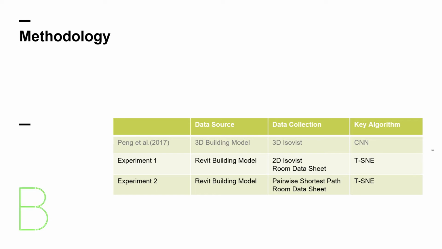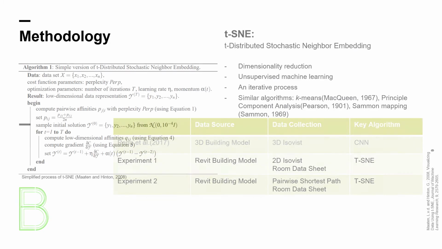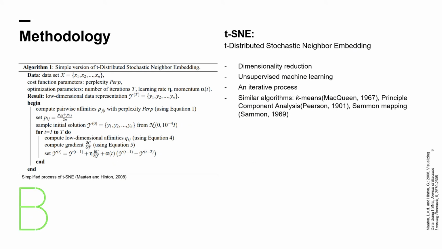For experiment 2, we reused the dataset created in the previously mentioned case study, including pairwise room relationships established by the trip path, and room attributes such as building name, faculty name, and room functions. To be more specific, I will go through the key concepts of t-SNE and ISOVIST.